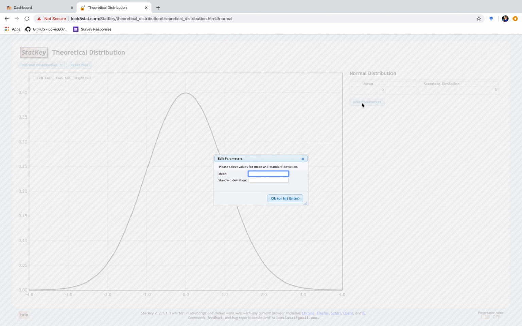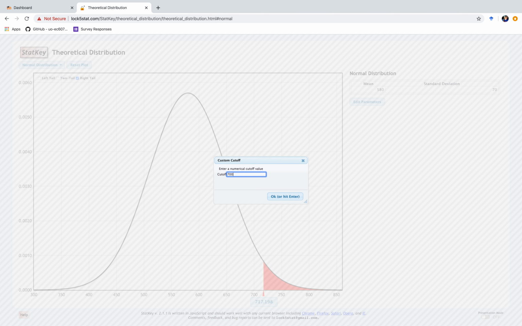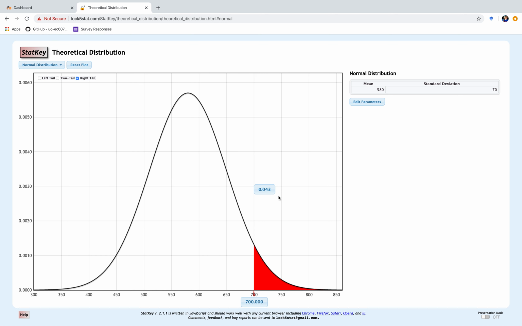So we'll come over here, and now instead of working with z's, I just want to work straight with x's. So I'm going to say my x's have a mean of 580 and a standard deviation of 70. I want to find the probability that x is greater than 700, so greater than means to the right. Come down here, enter my x of 700, and that tells me that probability is 0.043. So I guess the biggest part of this to remember is this is your random variable, this is your probability.